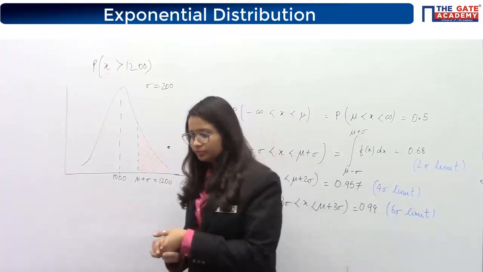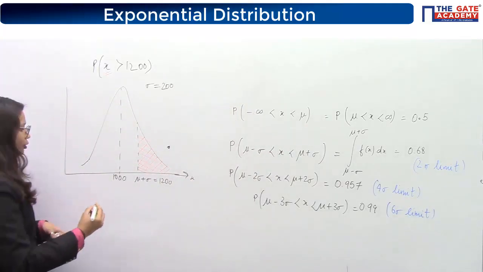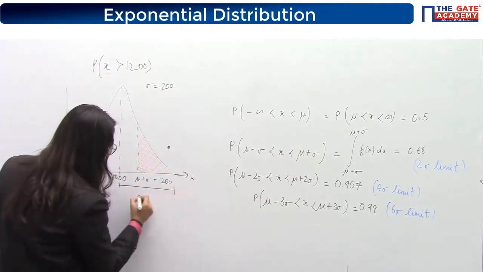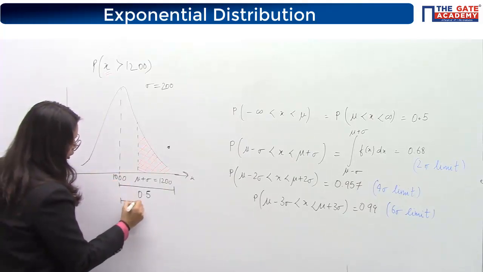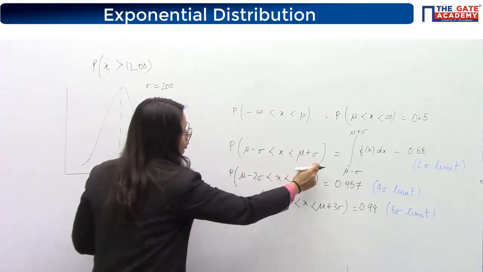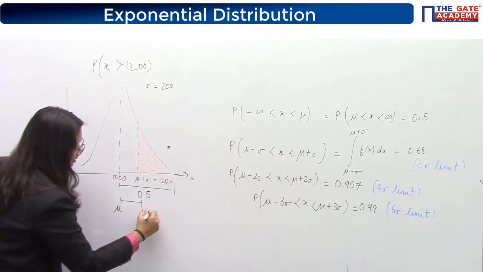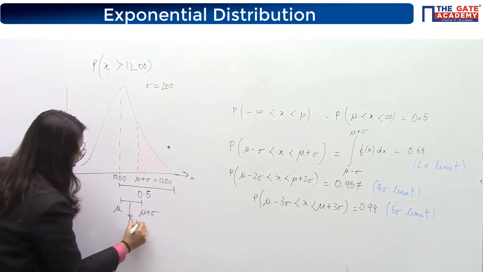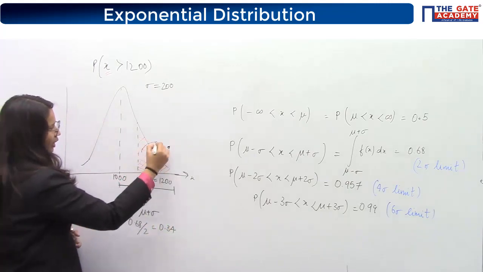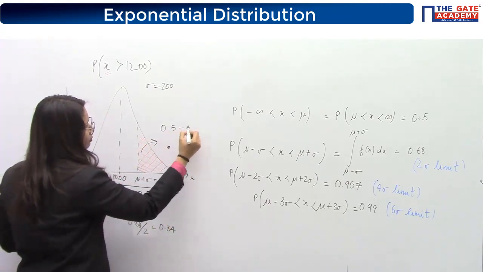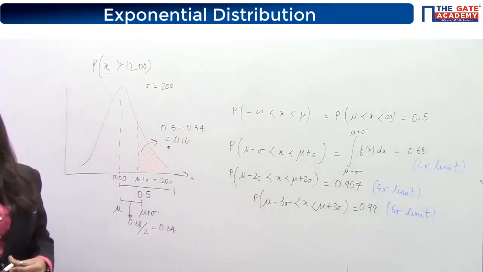Everybody got it or not? Attempt the next question. How to find out this region's probability: the total half region is 0.5, and we have calculated that from mu minus sigma to mu plus sigma it is 0.68. So from mu to mu plus sigma, this value will be 0.68 divided by 2, that is 0.34. So this remaining value will be 0.5 minus 0.34, which is approximately 0.16 or 16%.